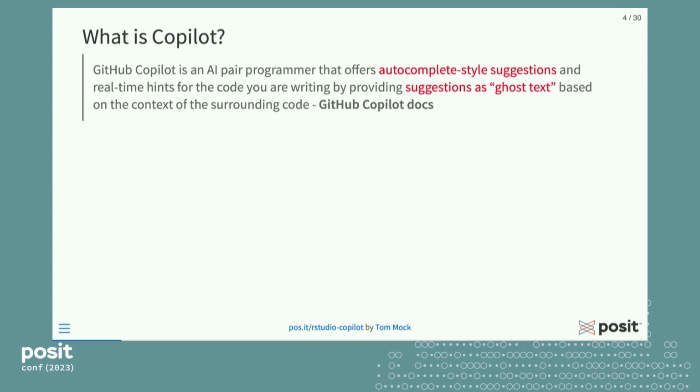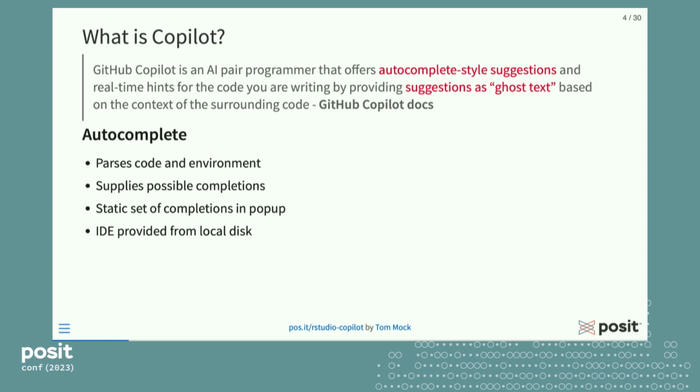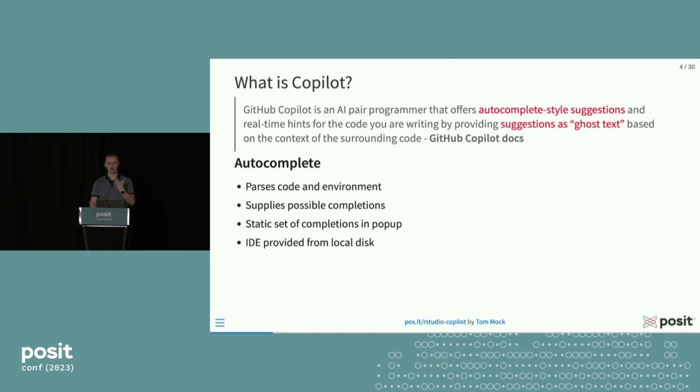So Copilot is kind of autocomplete-style suggestions as ghost text available inside RStudio. Now, I want to differentiate a little bit here, though. You already have autocomplete available inside RStudio, right? So you have autocomplete that will parse the code and the environment. And importantly, it's supplying possible completions, right? It has to have some text, and it's finishing the word for you. So this is a static set of completions and a little pop-up, and it's provided from your IDE, from your local disk or your local environment. Copilot can also provide autocomplete-style suggestions as ghost text, and I'll show that in a second.